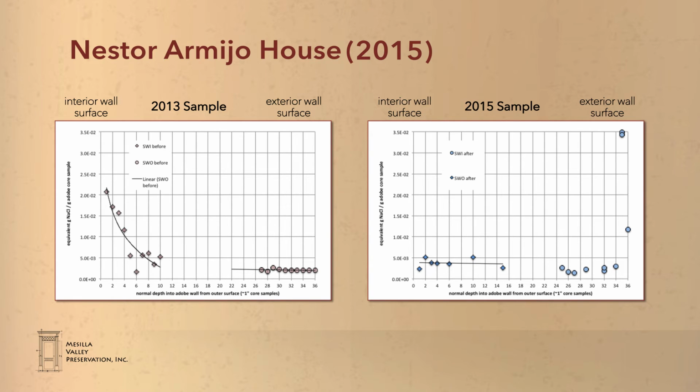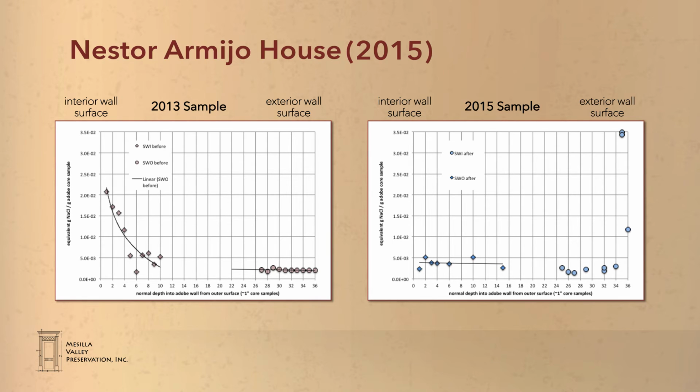It is a dramatically different chart showing a very low and flat gradient. The salt levels at the interior wall surface are likewise now low. There was a significant peak near the exterior wall surface. This gradient is essentially the reverse of the previous gradient from 2 years earlier. This is exactly the outcome we had hoped for.